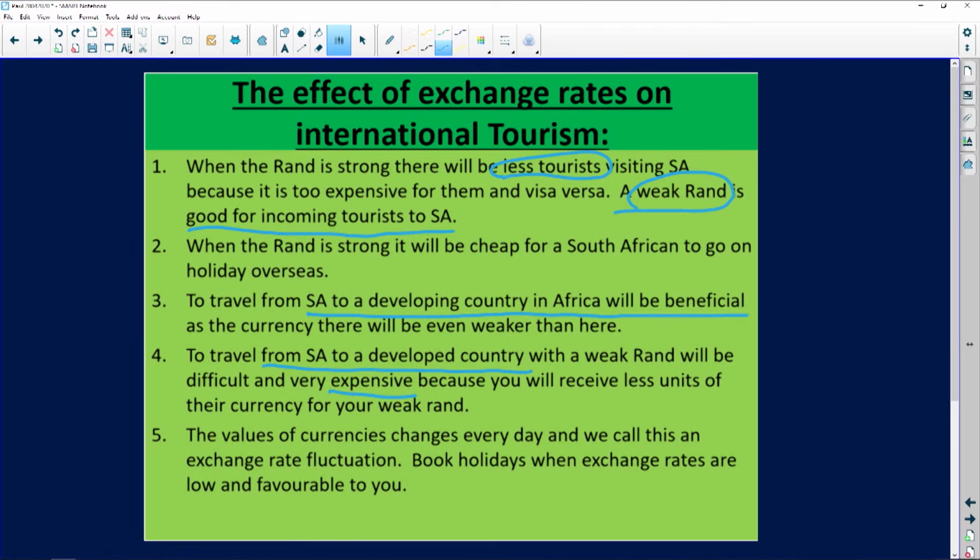The last one, the values of currencies change every single day, and we call that exchange rate fluctuation. So every time currencies compared to one another change, it's called an exchange rate fluctuation. A very good definition to remember for your exams.